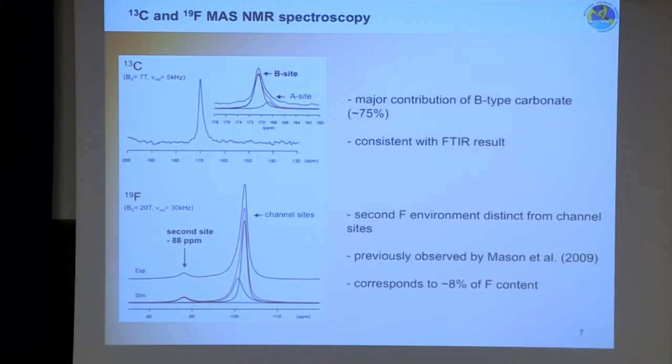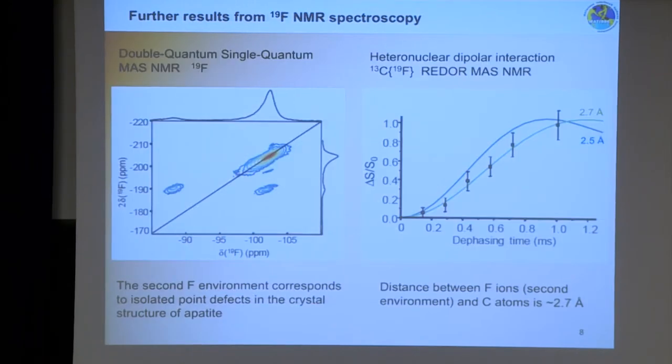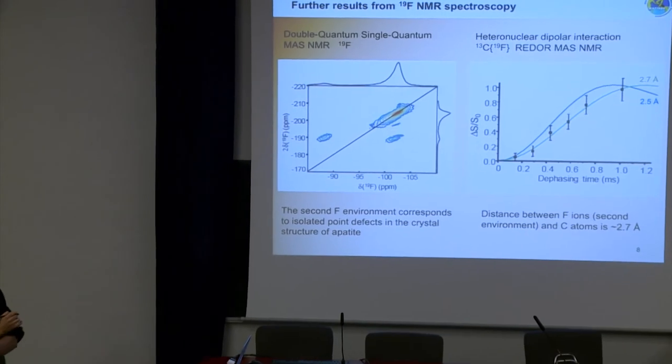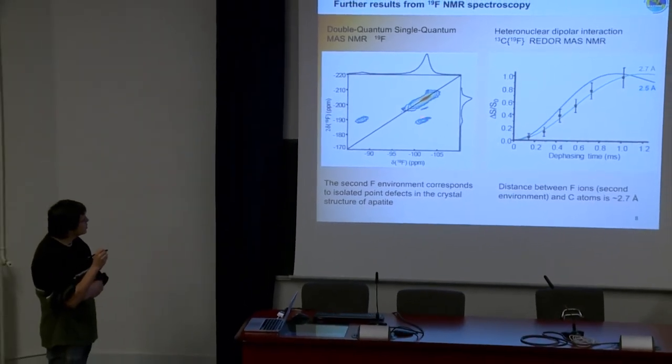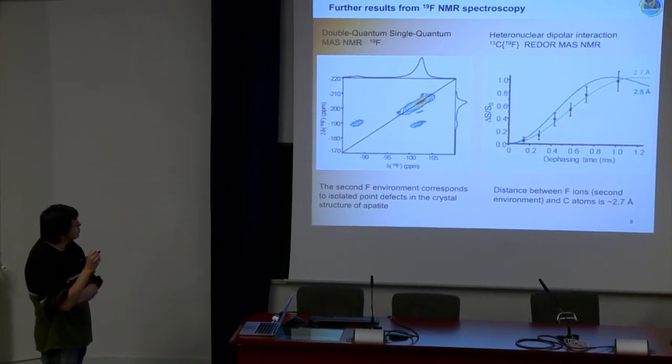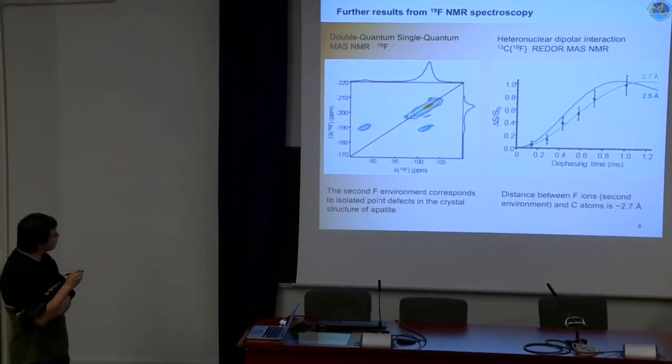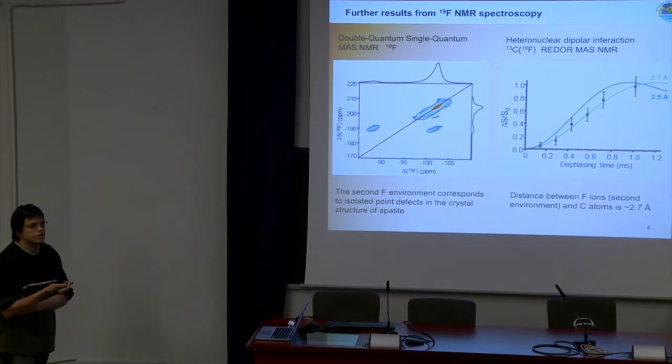And using more advanced nuclear magnetic resonance techniques, you can probe the interaction of this second environment of fluorine with its surroundings. So here, using double quantum, single quantum NMR spectroscopy, you can see, of course, that the channel fluorine ions can see other channel fluorine ions, they interact. Also, the additional signal can couple with the channel ions. That indicates that this second fluorine environment does occur in the apatite structure.